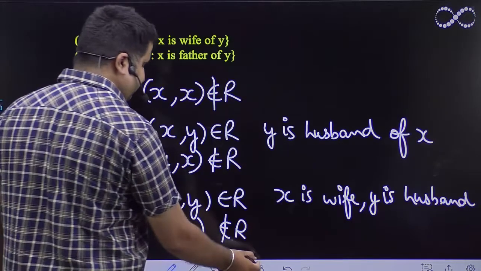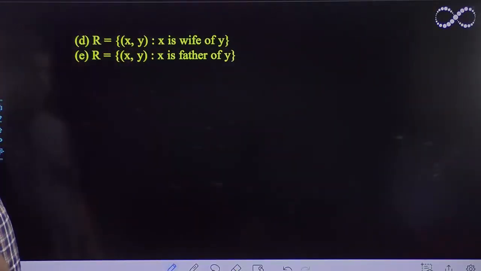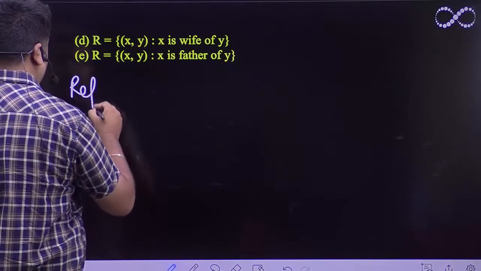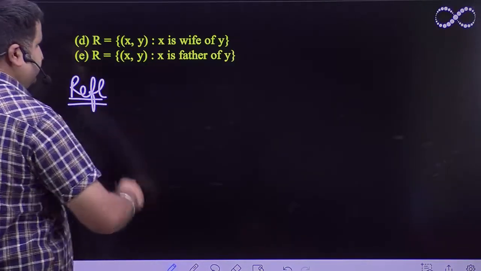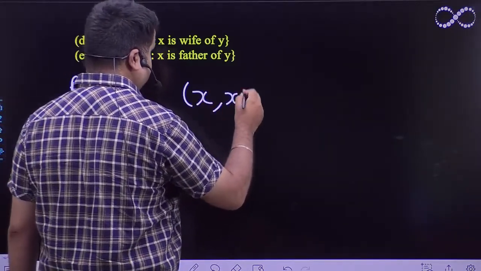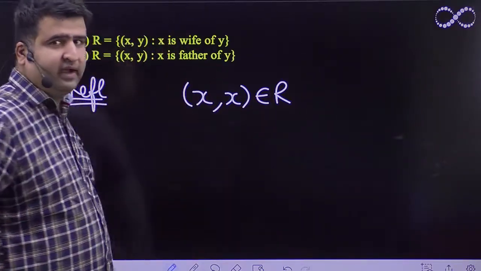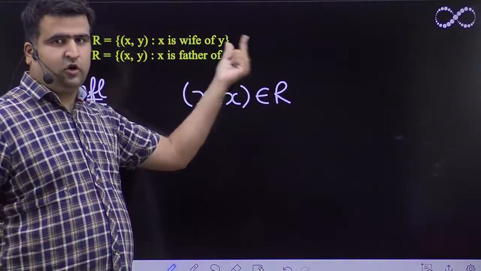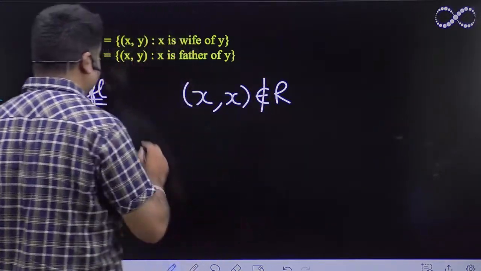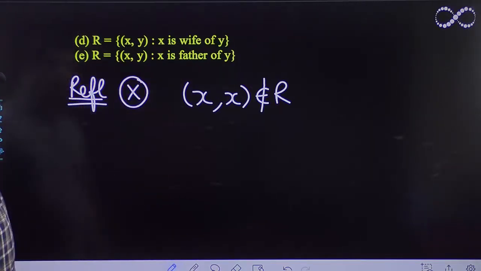Similarly, let's check for the next one. The next one is XY such that X is the father of Y. Let's check for reflexive property. X is the father of X. This is not true, since if X is the father of Y, Y will be either son or daughter of X. So X comma X does not belong to R. Therefore this is not a reflexive relation.